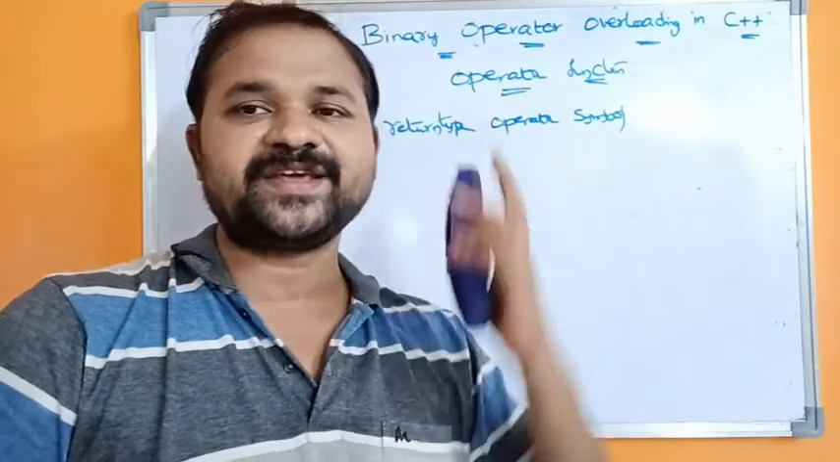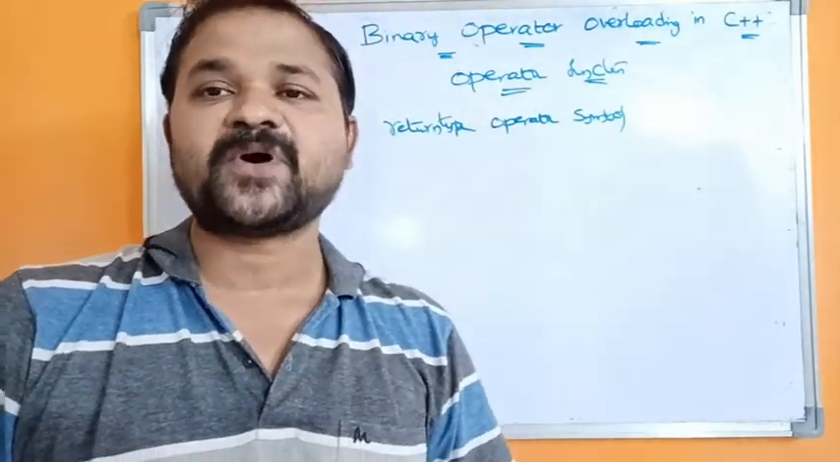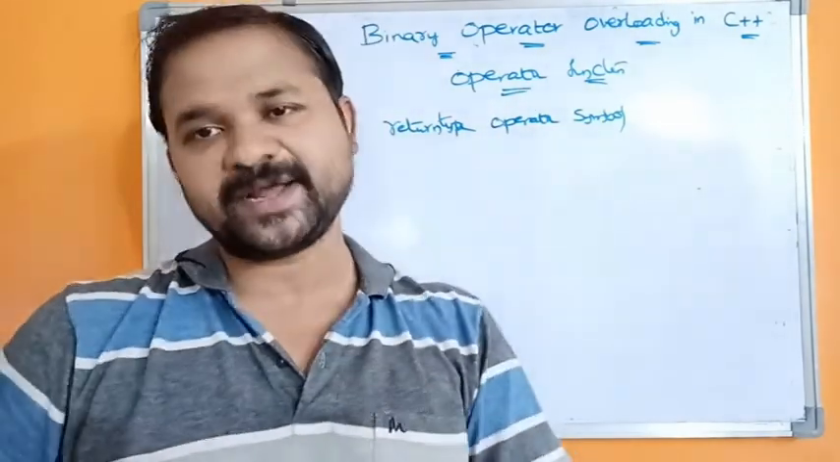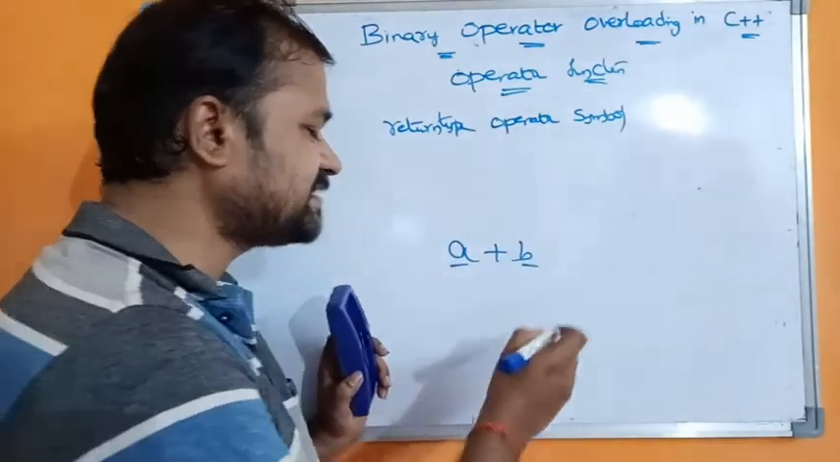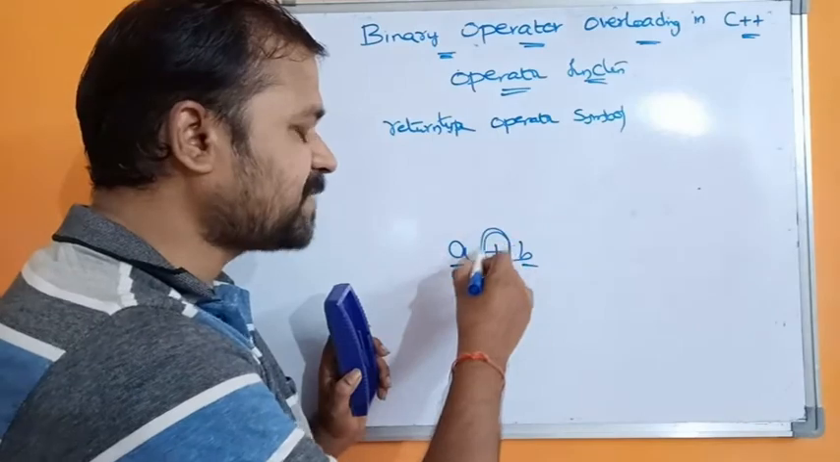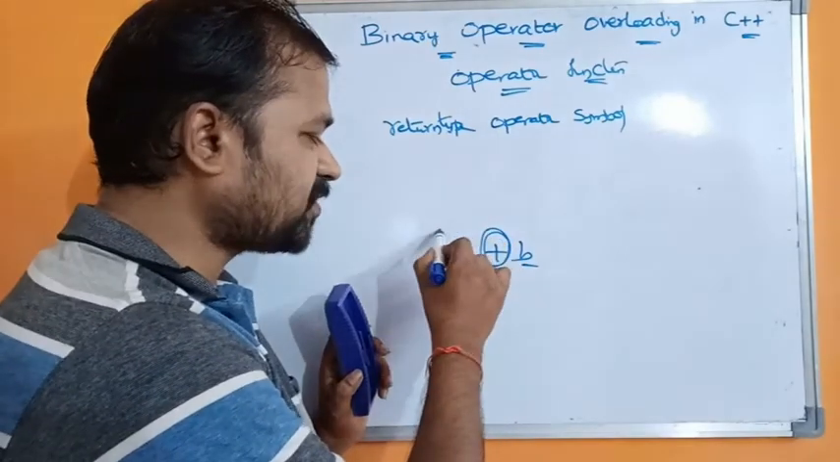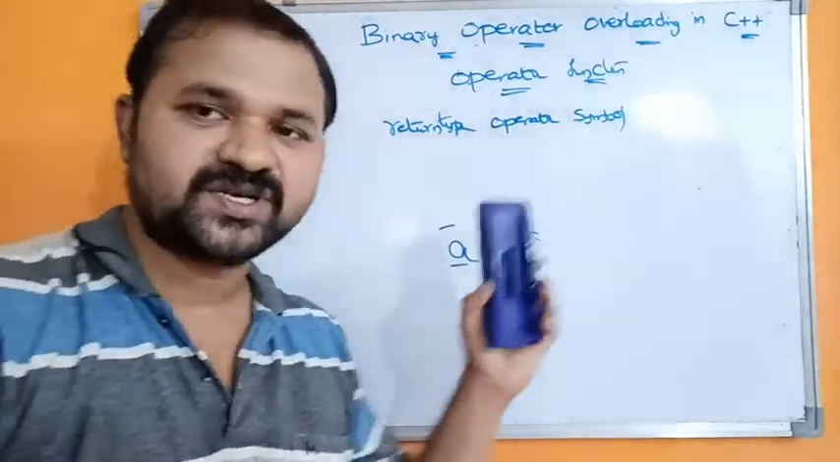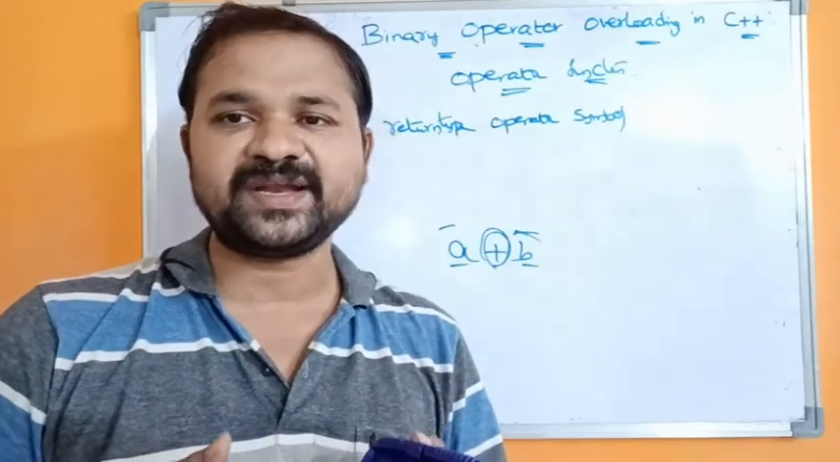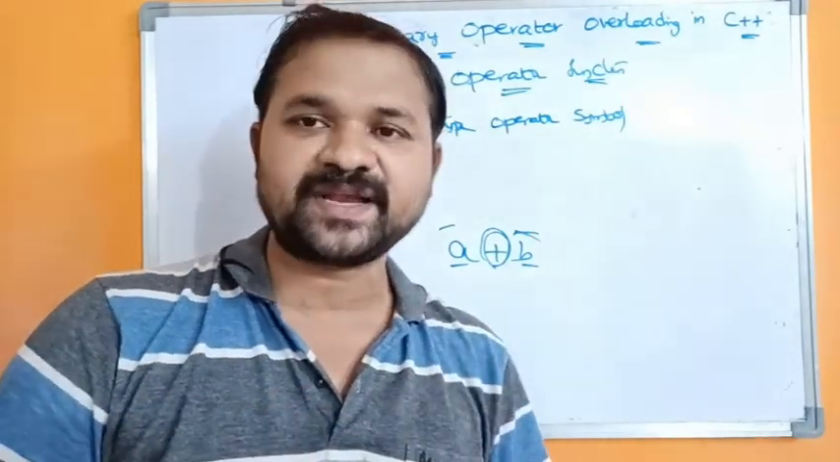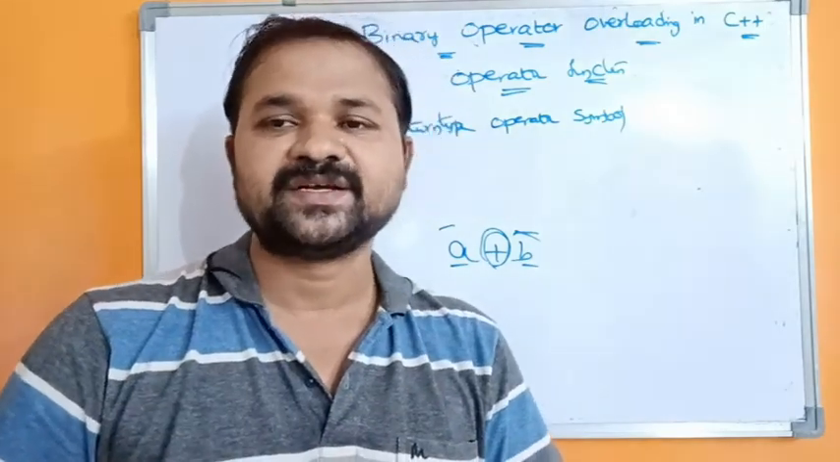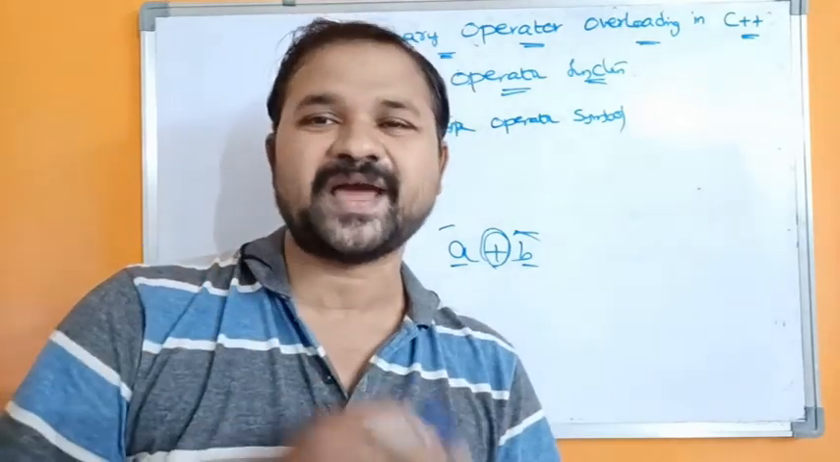We know what is binary operator. Binary means performing operations on two operands. Let's take A plus B. Here A is the first operand, B is the second operand. Plus is called a binary operator. Why? Because it is performing operations on two operands. Likewise we have several binary operators, like arithmetic operators, relational operators, logical operators, assignment operators, bitwise operators, all are binary operators only.